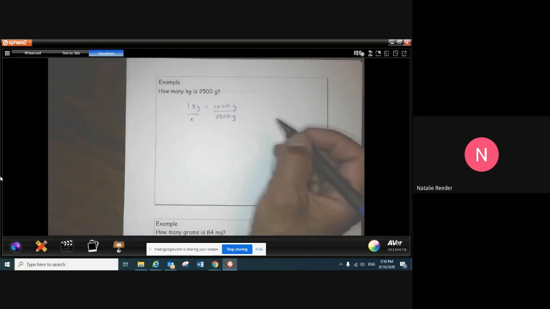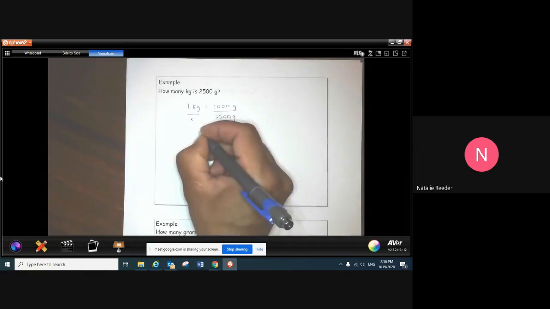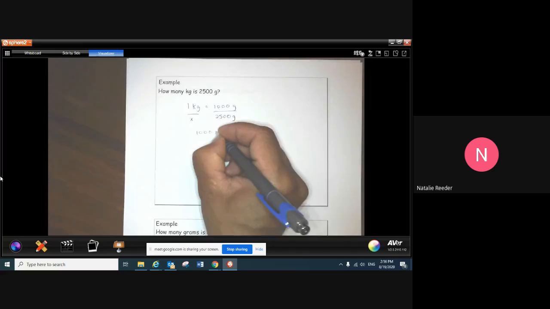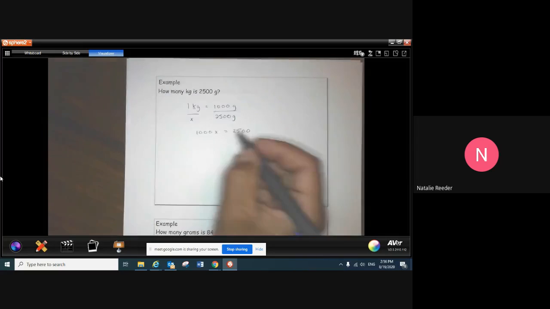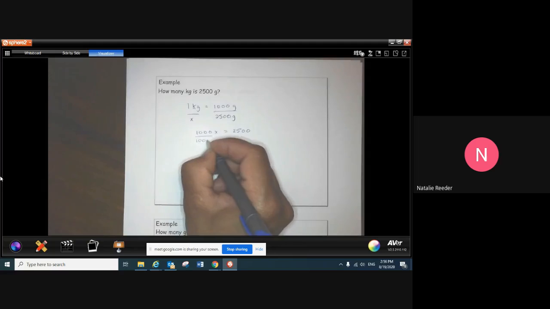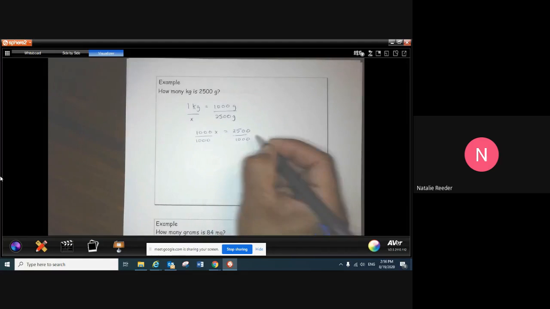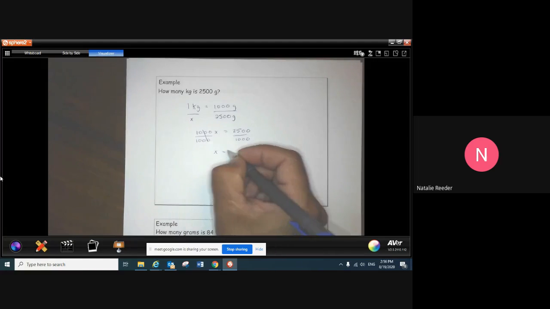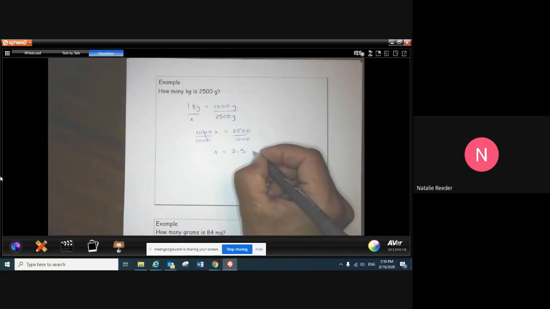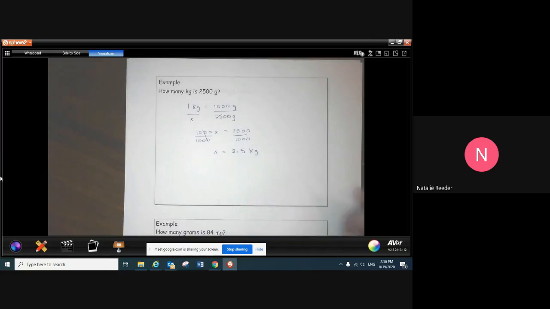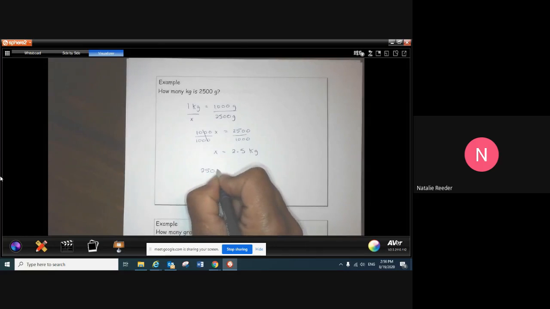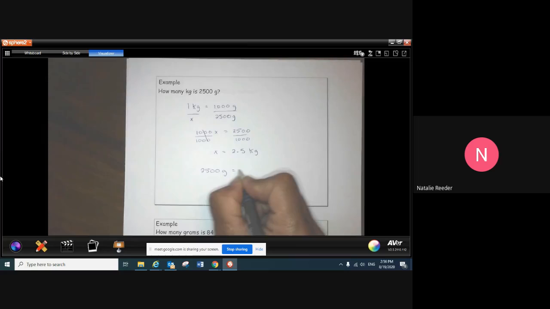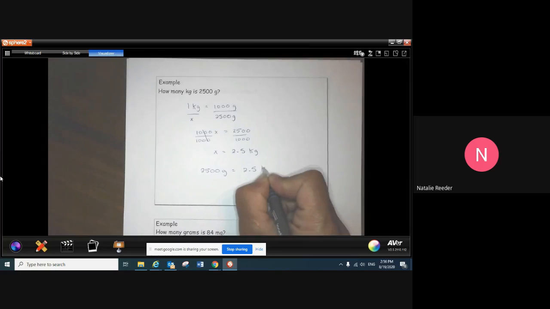So let's cross multiply. X times 1,000 would be 1,000X. And 2,500 times 1 is 2,500. Now we need to solve for X, so we need to divide both sides by 1,000. So this is telling me that 2,500 grams is equal to 2.5 kilograms. And you could write that out if you want to answer the question. 2,500 grams is equal to 2.5 kilograms.